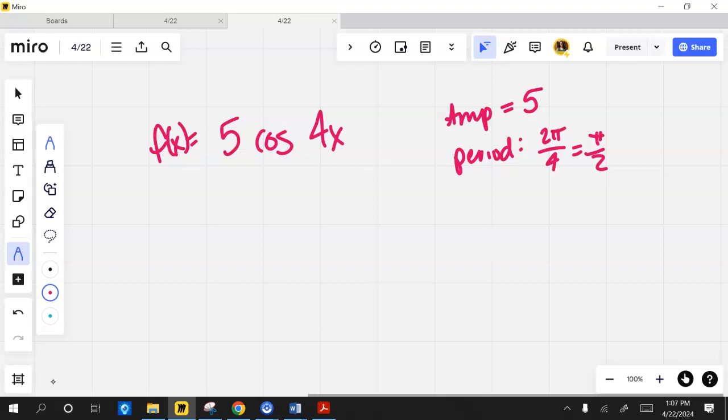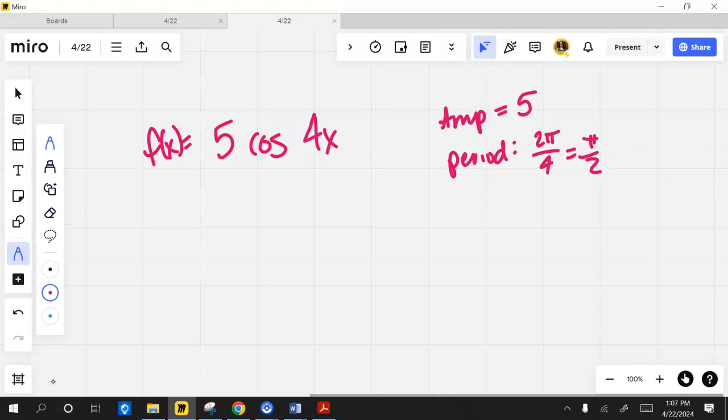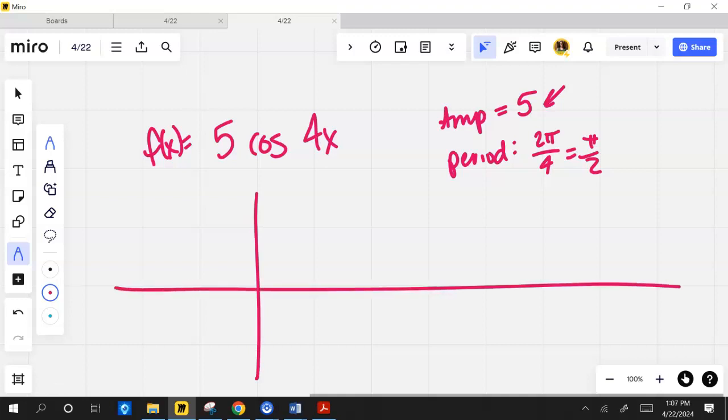Okay. So that means I'm going to take the cosine graph. My high and low is going to be 5 and negative 5. Those are going to make 100 on this. And that means that my entire period, my 0 up, 0 down, 0, has got to happen in between 0 and pi over 2, right? Say right, because that's right.